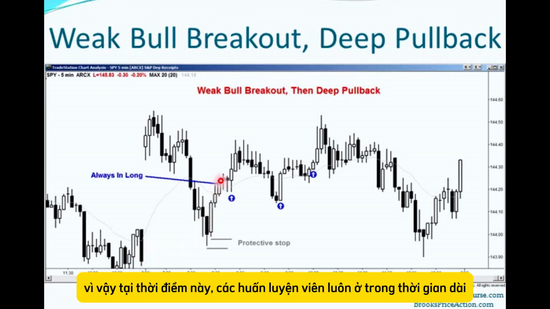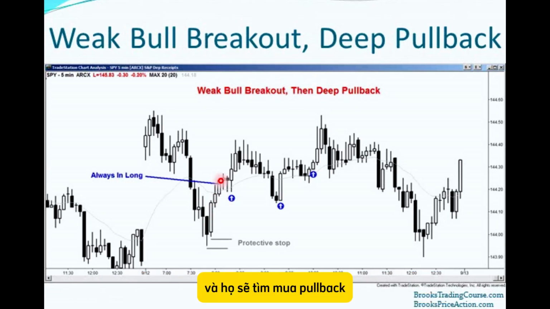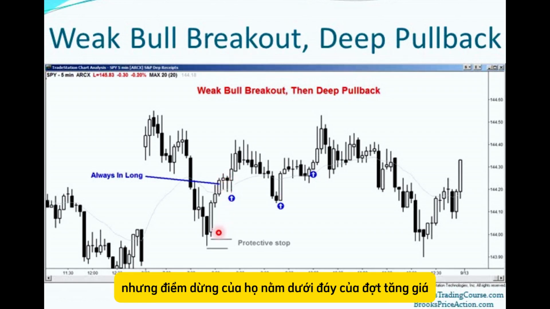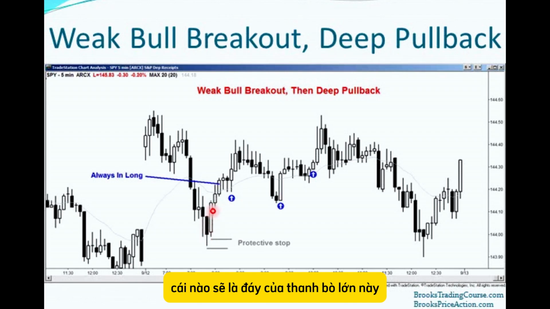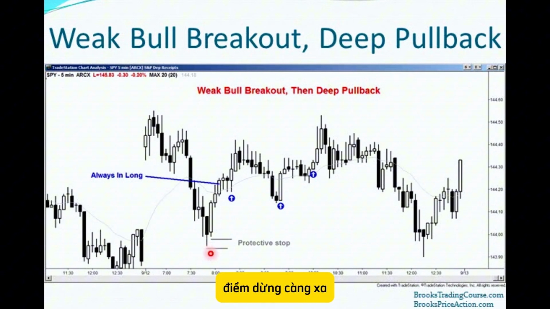So at this point, traders are always in long. So that means they're expecting at least a second leg up, and they're going to look to buy pullbacks. They can buy this close, they can buy above the high of the prior bar, they can buy for any reason, but their stop is below the bottom of the bull spike, which would be the bottom of this big bull bar, or possibly the low, right? So some traders will say it goes below the bull bar, others will put it here. It doesn't matter. The further the stop is, the more likely you'll be successful.